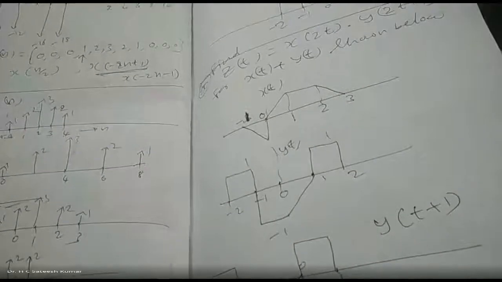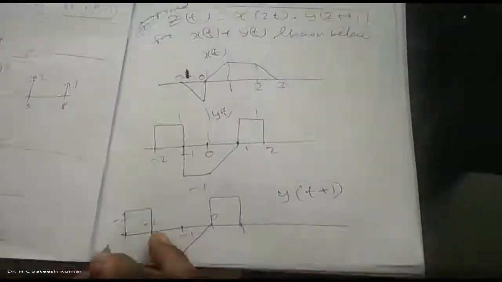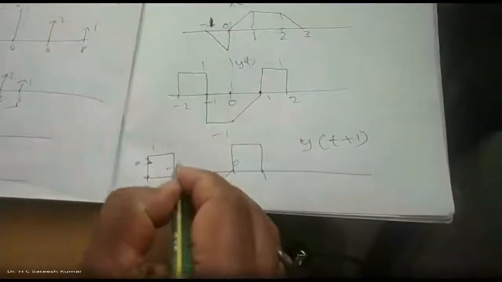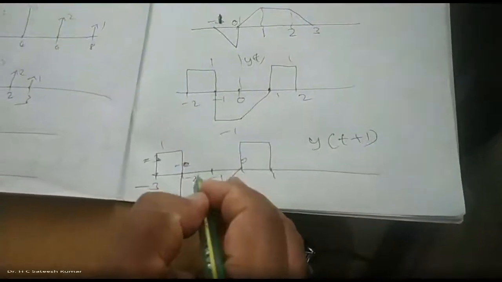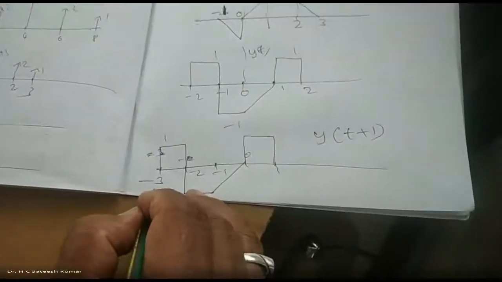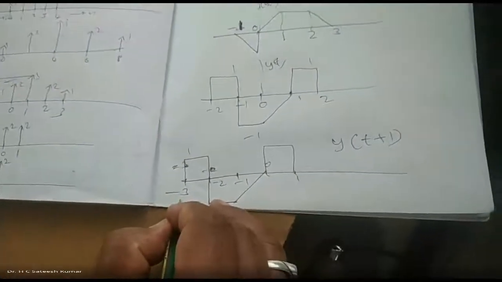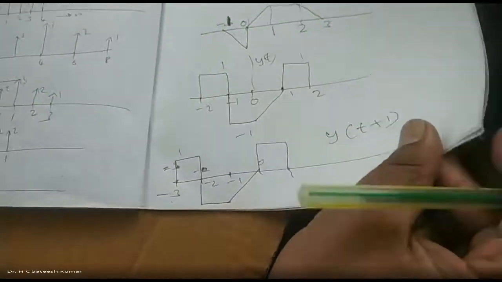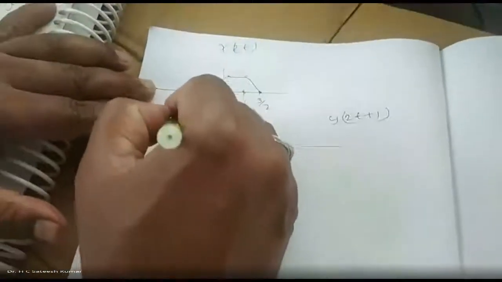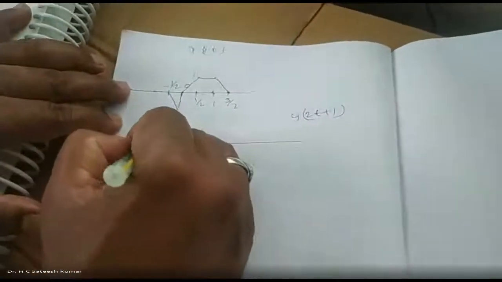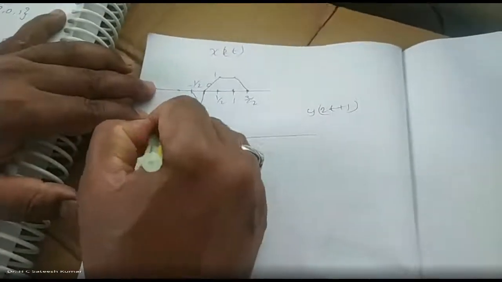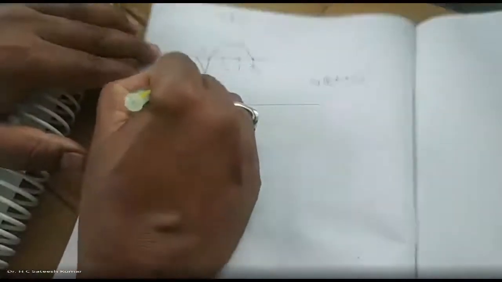So, scale it. So, this is minus 3. Its value is 1. At minus 2, it's okay. 2t is equal to minus 3. Therefore, t is equal to minus 3 by 2. It starts from minus 3 by 2. Minus 3 by 2, where is it? This is your minus 1. Minus 2. Minus 3 by 2 somewhere here. Somewhere here, I'll write it like this.